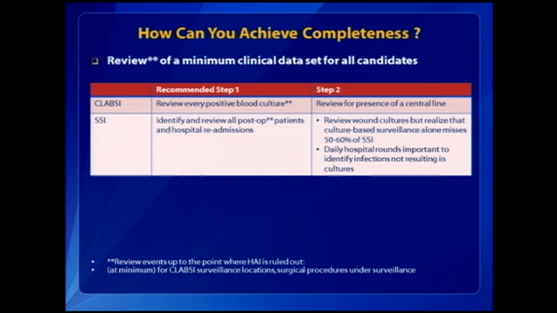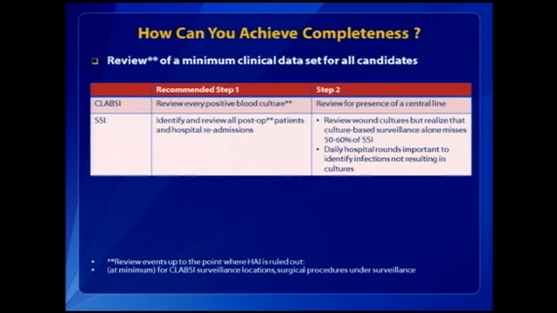The first question I want to pose about internal validation is, how can your facility achieve completeness of surveillance data? A proposed solution would be to make sure that you, as the IP, review a minimum of clinical data on all candidate HAI events. I don't mean a complete review of everything under the sun, but really to review all of the candidate events to a point where you can rule out the HAI, or where it leads you down a path that concludes it might be an HAI.